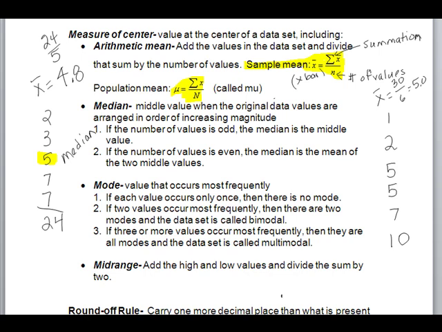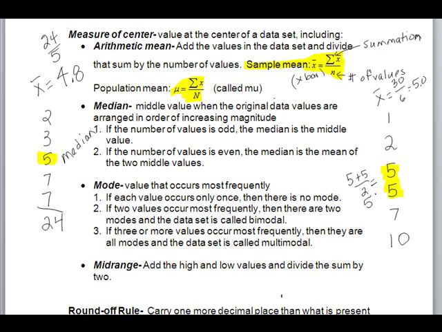If the number of values is even, like we have over in the right-hand side, then we have to choose the 2 middle ones, and we find the average of those. So it turns out we also have a median of 5 for the one on the right.